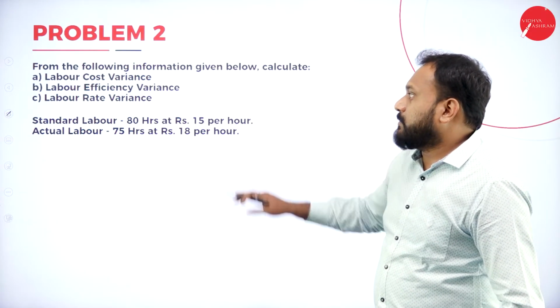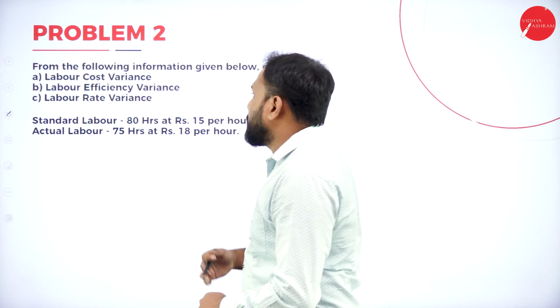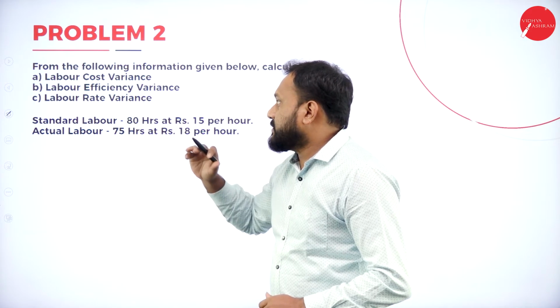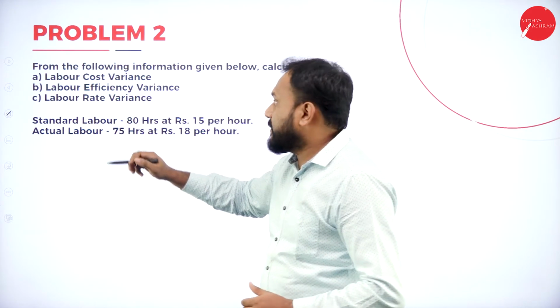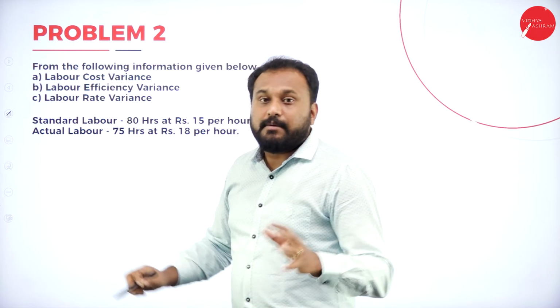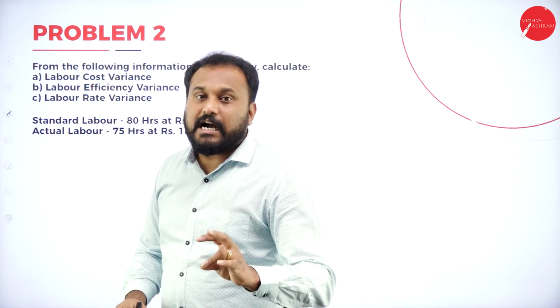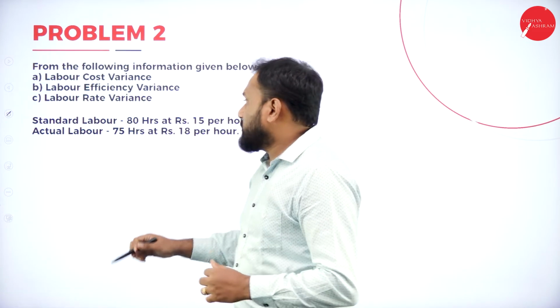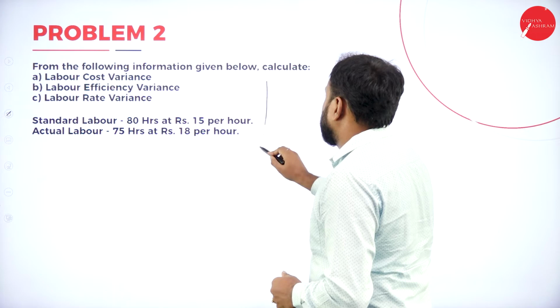Now let's go with problem 2. From the following information given below, calculate labor cost variance, labor efficiency variance, labor rate variance. Understand here, they have given LER, but we know how to go with it, it is LRV. We know the formula. Now here you are supposed to just prepare the box.